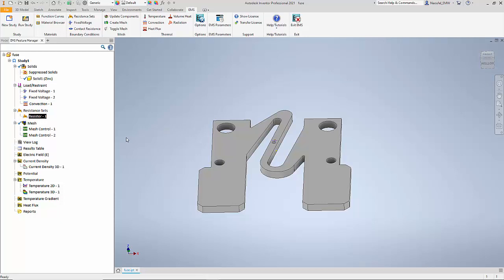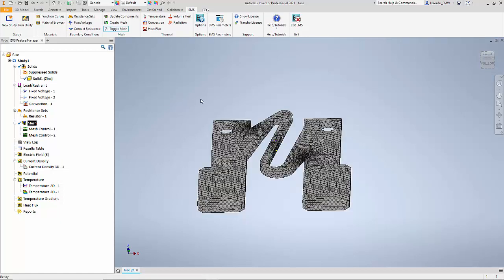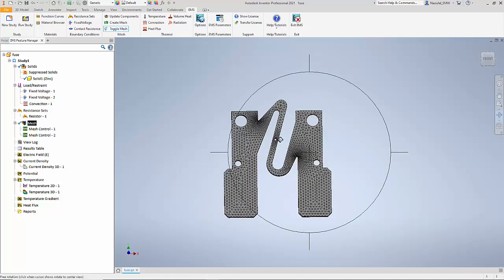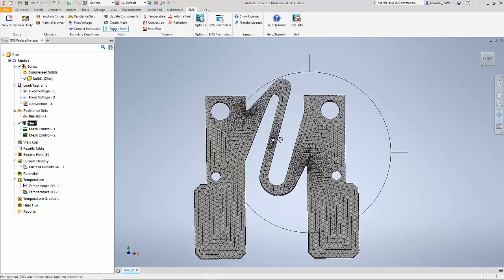And before we go to the results, I want to mention that EMS is actually a finite element simulation program, and so the first step in the simulation is creating what is called a finite element mesh. As you see here, EMS automatically creates an optimal finite element mesh, which is then solved so that we can take a look at the results. So let me go ahead and take a look at the results.